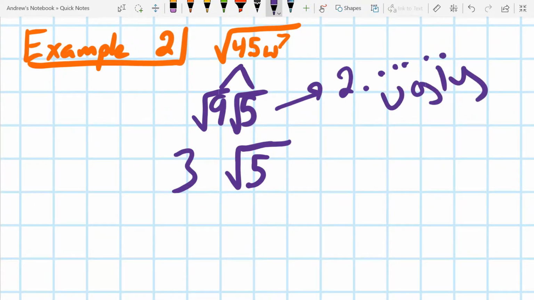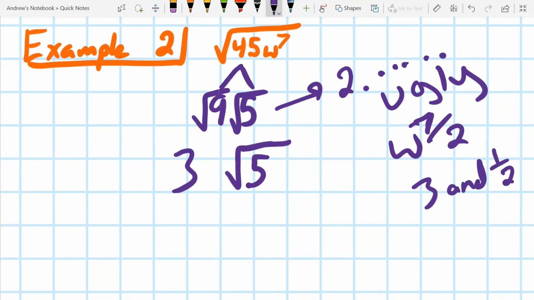Now, when we look at the w to the 7th, we want to divide that exponent by 2. But the catch is, even that comes out to a decimal, because 2 doesn't go evenly into 7. That would give us something like 3 and 1 half, which means we can only take out 3 pairs. And then we have an extra w that we couldn't take out.